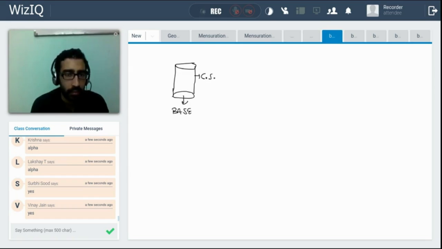A right circular cylinder is essentially one in which this axis, the line joining the centers of the two circles, is perpendicular to the base. So the height is like this, and if I were to mark out the surface of the base, they are perpendicular to each other. That is what a right circular cylinder is, and the same holds for a right circular cone. So the axis of the cone is perpendicular to the base. That's a right circular cone.